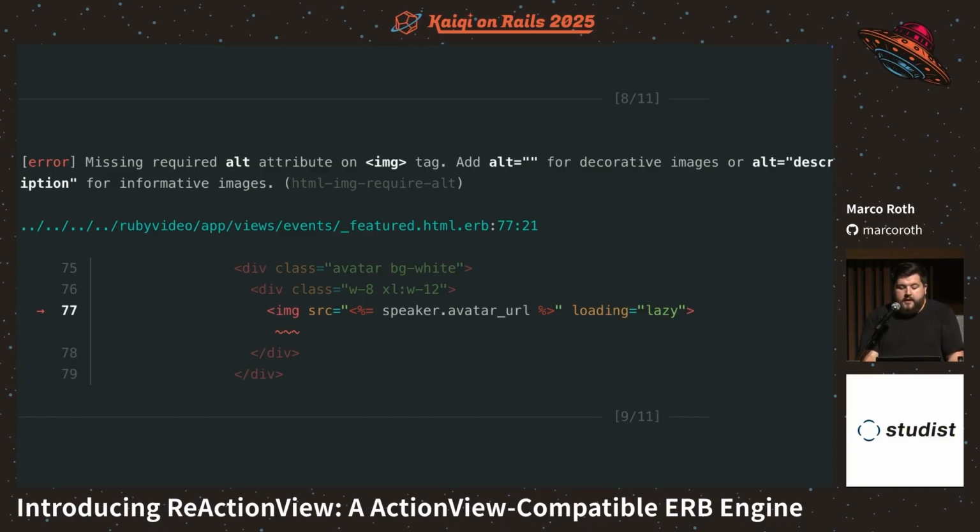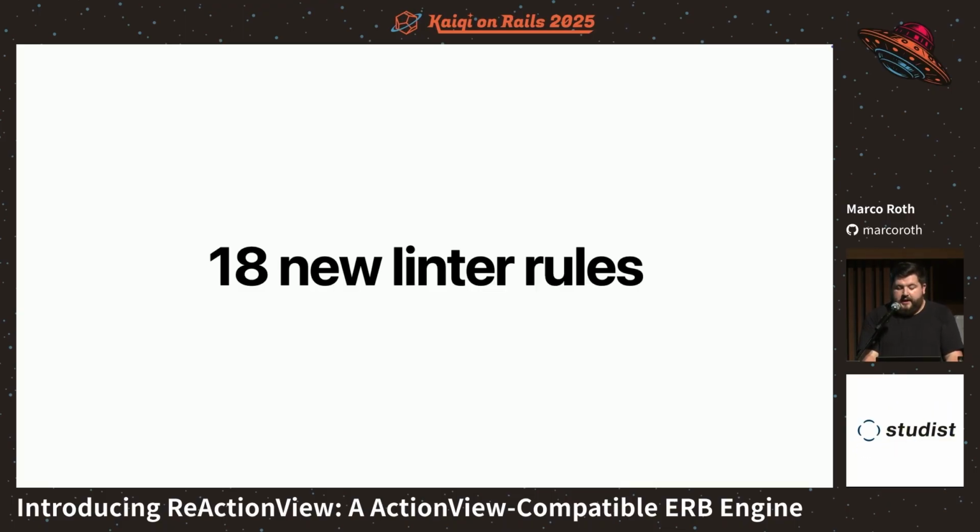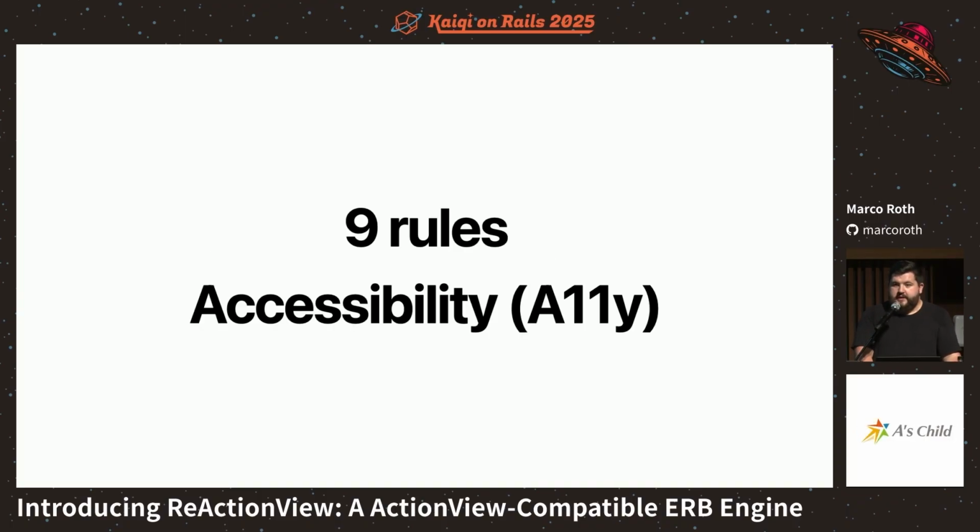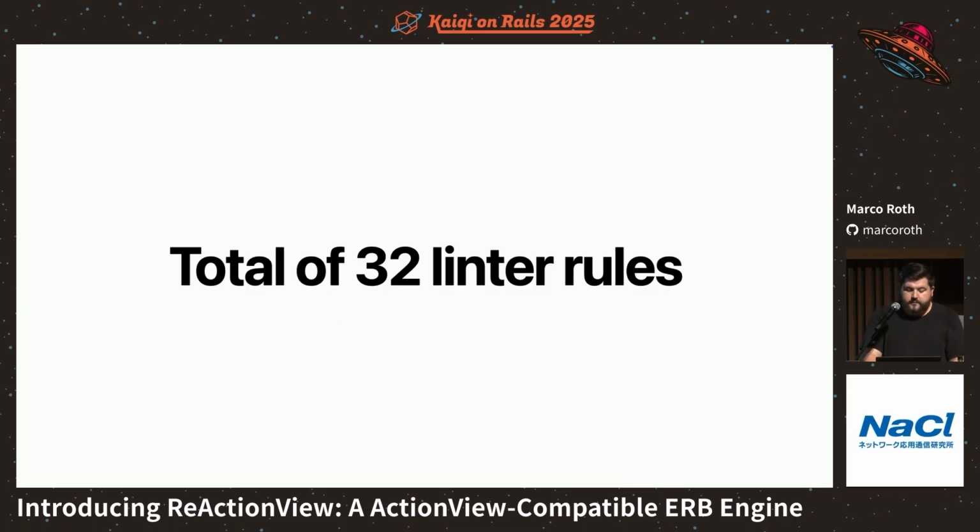And since RailsConf, we shipped 18 new lint rules, 9 of which are focused on accessibility, so we can have more accessible views. So it's a total of 32 new lint rules, and we have more to kind of work into this.